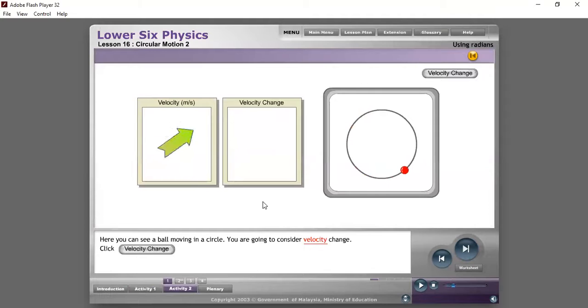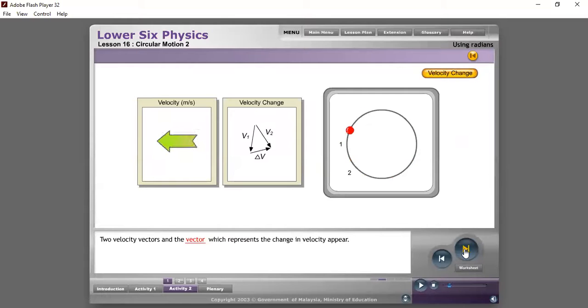Here you can see a ball moving in a circle. You are going to consider velocity change. Click the velocity change button. Two velocity vectors and the vector which represents the change in velocity appear. Click the reset button and try again.